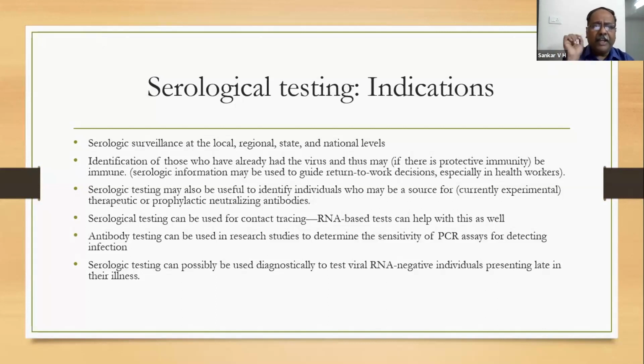So we can do serological testing for contact tracing and to identify viral infection. We already do 70% PCR assay. We will do 100% PCR in some people, and in the same people we will do the immunodiagnostic test to find out the sensitivity of the PCR and identification of the viral infection. That can also be done with this. And viral negative individuals can also be identified by this testing.